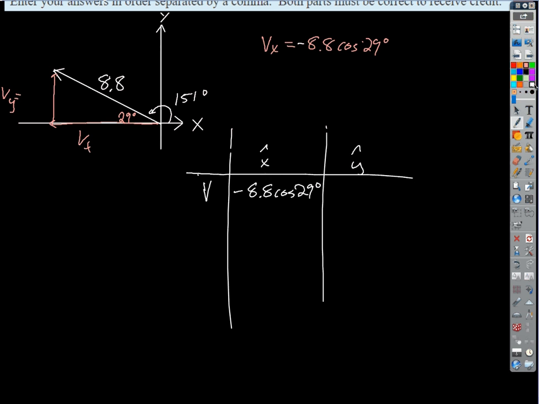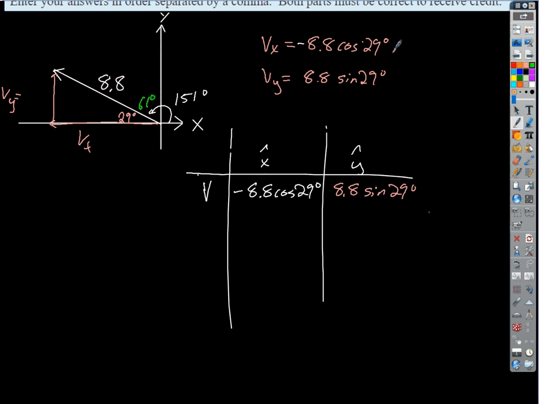What's the y component going to be? Okay? Positive or negative? Positive. Positive, because it's going up in the positive y direction. Okay? What's another way we could have done it? What other angle could we have used? 61 degrees. Could have used 61, right? Going from 90 up to 151 is a 61 degree angle, right?